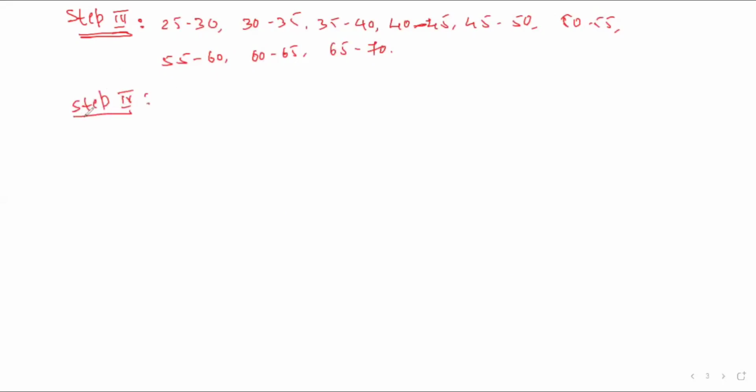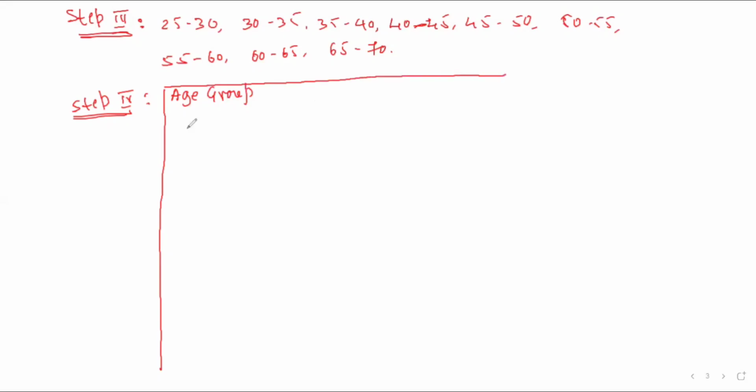Step number 4. What does step number 4 say? It says that you need to create the table. First I need to consider the table. Here, age group is the variable, right? This is the first column of the table.